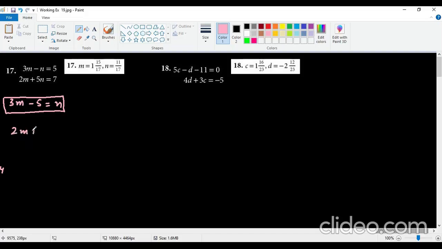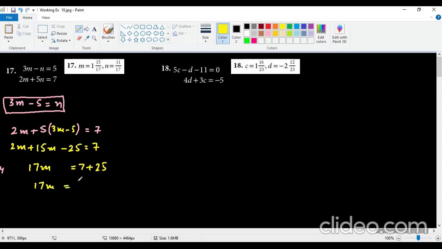2m plus 5n. Instead of n, I will use the value of n, which is 3m minus 5. So it's going to give us 2m plus 15m minus 25 equals 7. That means 15 plus 2 is going to give us 17m equals 7 plus 25. That means 17m equals 25 plus 7, which gives us 32. So m is equal to 32 over 17.